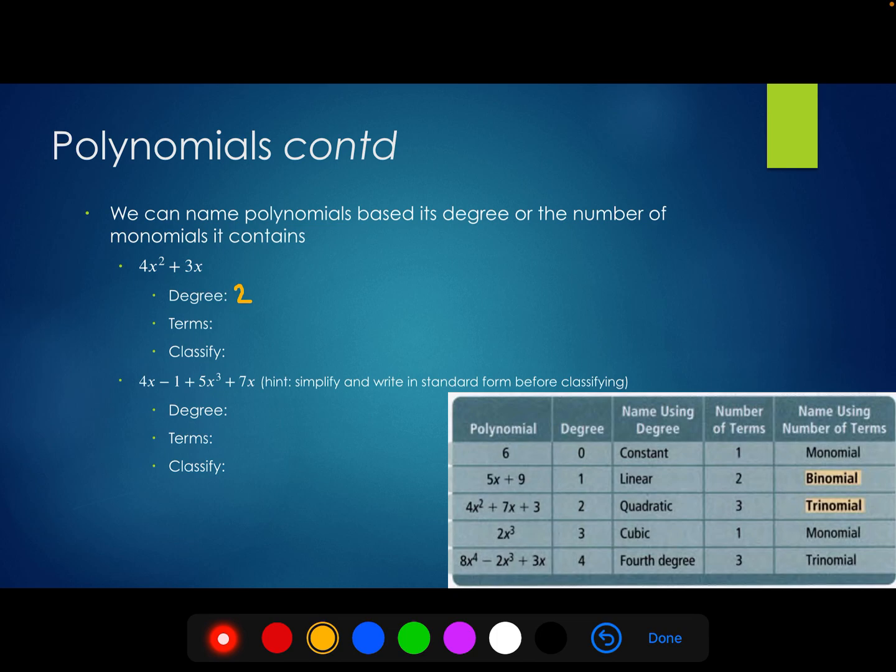And then we take a look at the number of terms it has. So this polynomial has 2 terms. So once we find the degree of the polynomial and the number of terms it has, we can classify it. So we go over to our chart. We see the degree is 2. So we call that quadratic. Whenever a polynomial has a degree of 2, it's called a quadratic. And then the number of terms is also 2, so we call it a binomial.